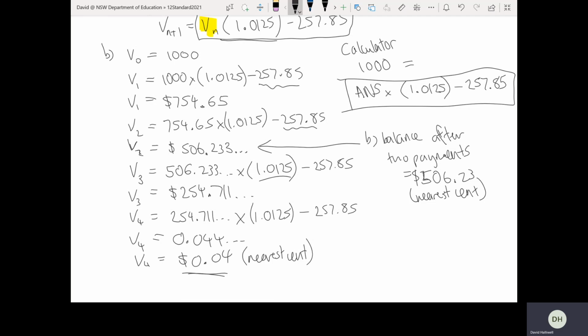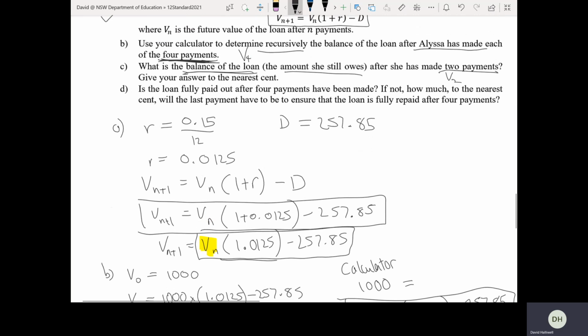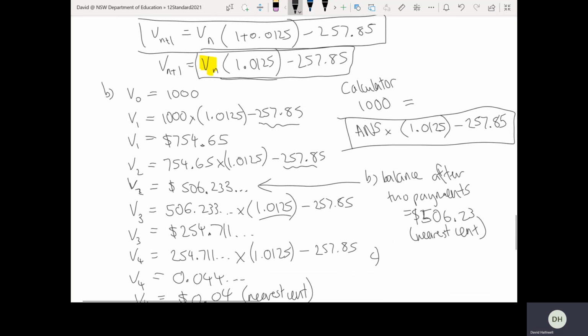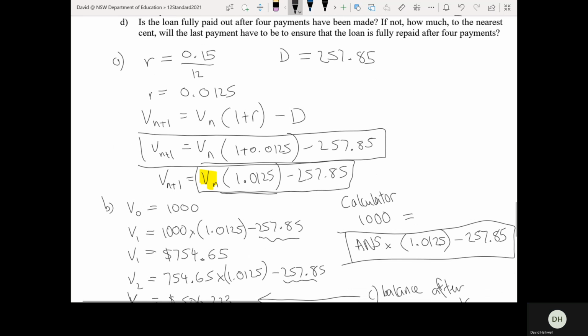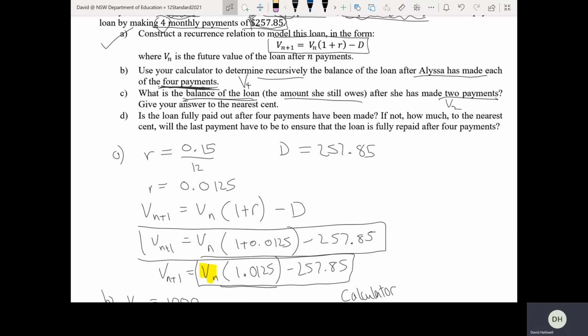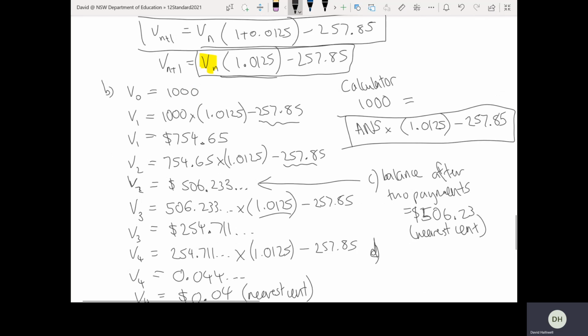Okay, that's C done. We've got one more question, part D. Is the loan fully paid out after the 4 payments have been made? Okay, if not, how much to the nearest cent will the last payment have to be to ensure that the loan is fully repaid? All right, well, let's have a look.